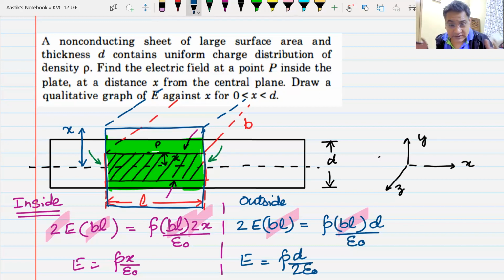That means this is constant. And if you look very closely, this rho into D is our old friend. Who was our old friend? Rho into D, sigma, so it is sigma by 2 epsilon naught. It becomes an infinite sheet for outside points, and it creates a uniform electric field. That is the point that I wanted to tell you: for this sheet, outside points, it just acts like an infinite sheet. But for inside points, it is different. Do we understand?